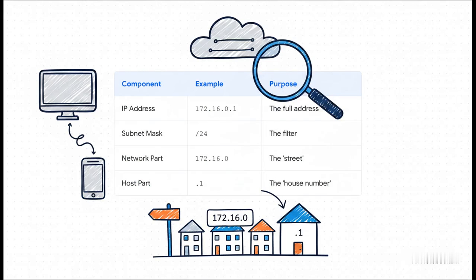Let's say you've got an IP address, like 172.16.0.1. The subnet mask is what tells the device, hey, that first chunk, the 172.16.0, that's the street you're on. And that last little bit, the .1, well, that's the specific house number on that street. See? Pretty simple and really effective.